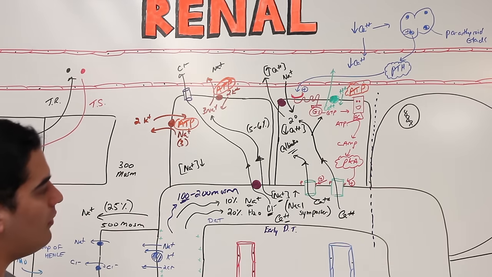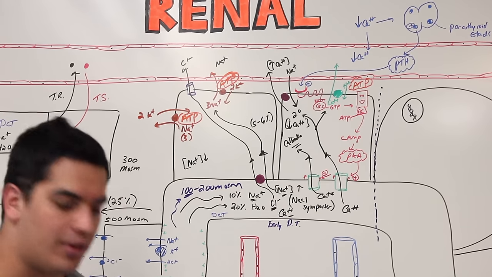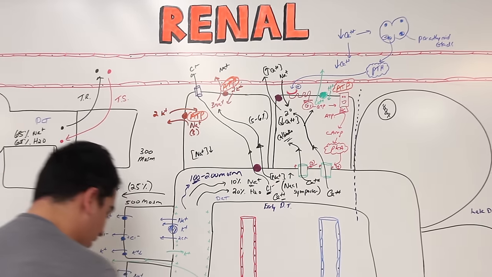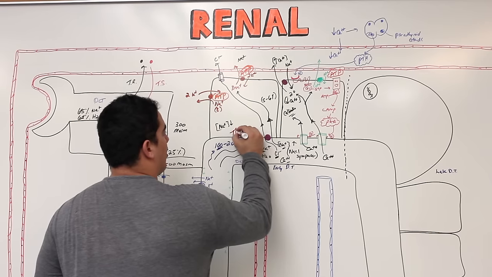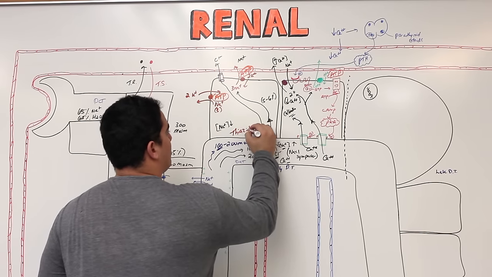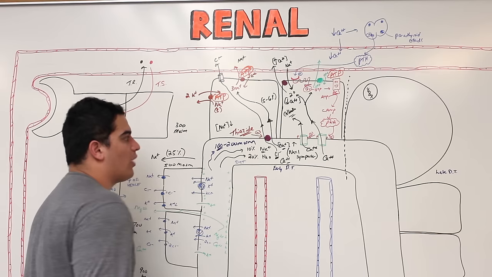Okay. Now, why did I mention that? The sodium chloride symporter. Because there are drugs that can inhibit this. That's the whole point, knowing why sometimes we mention all these things. There's what's called thiazide. Thiazide is basically a diuretic. It inhibits this sodium chloride symporter.